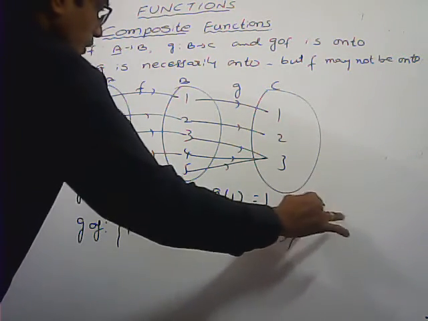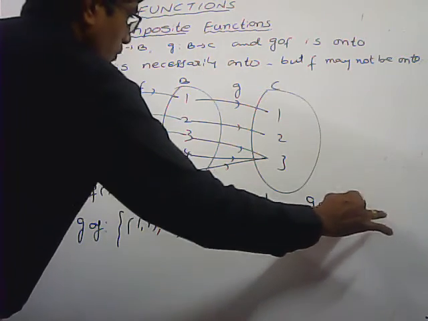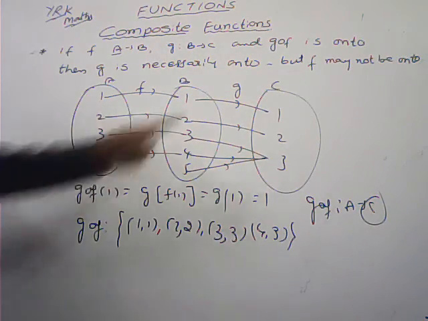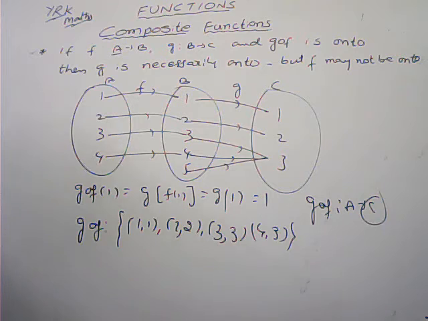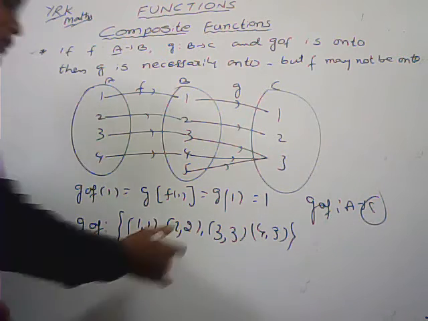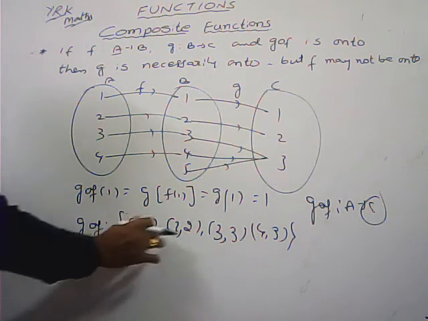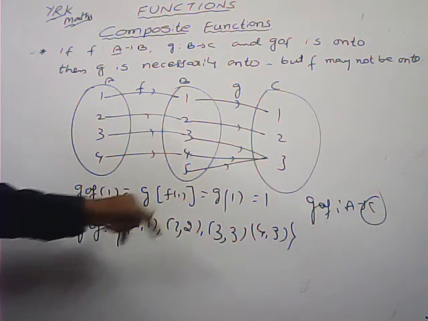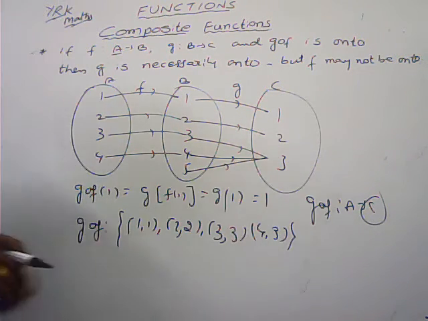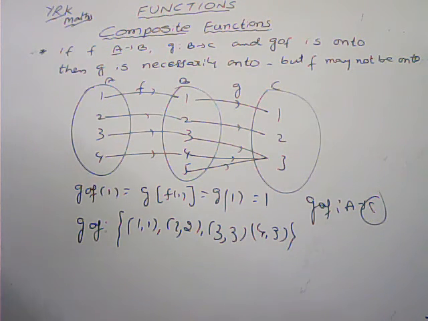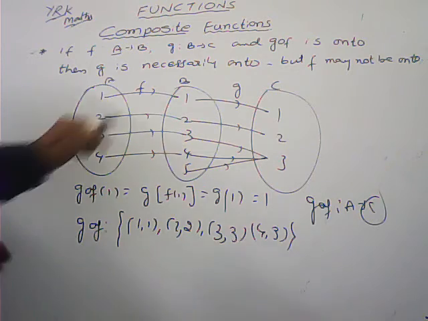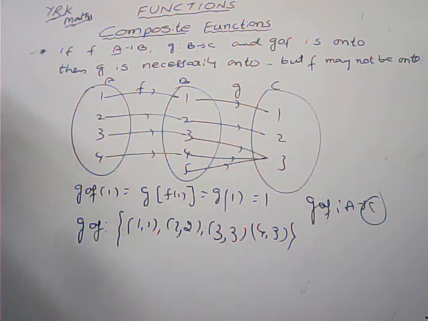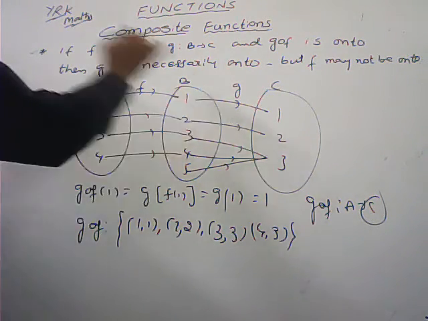Here G circle F is mapping from A to C. Here C is the codomain. In the codomain, what elements are there? 1, 2, 3. And what is the range of G circle F? That is also 1, 2, 3. So the range of G circle F is equal to the codomain. So here we say G circle F is onto. G circle F is onto, and F may not be onto, G necessarily onto.